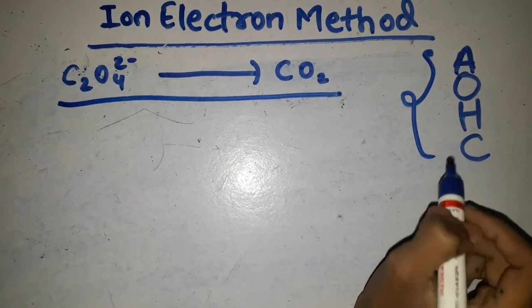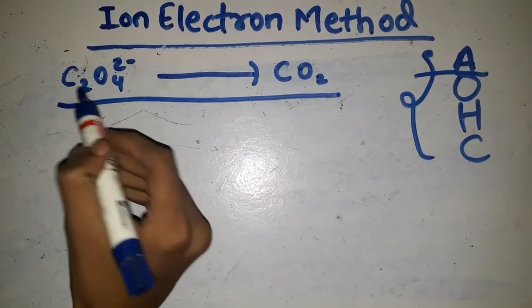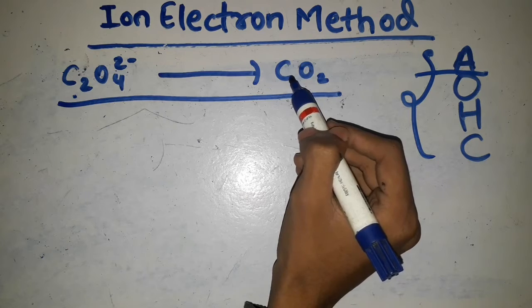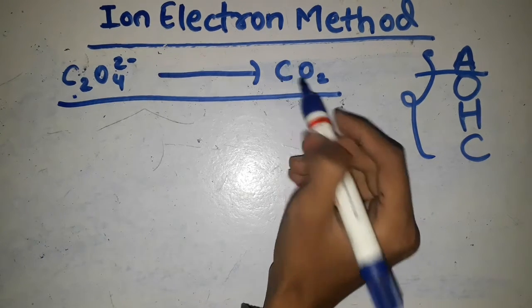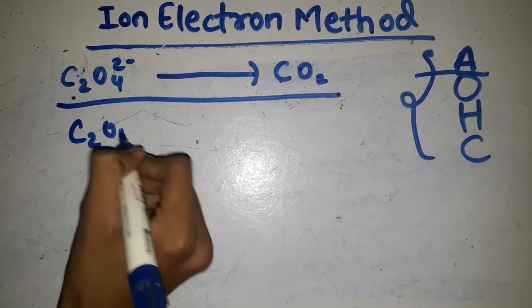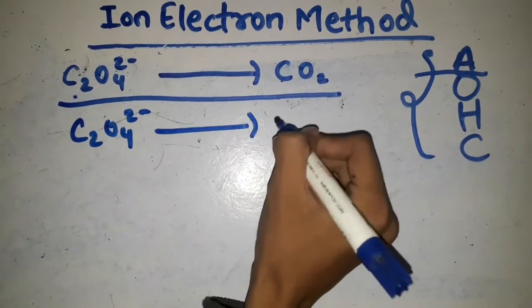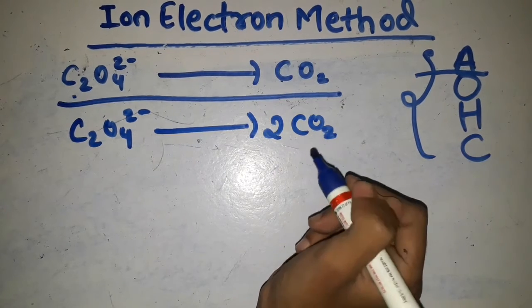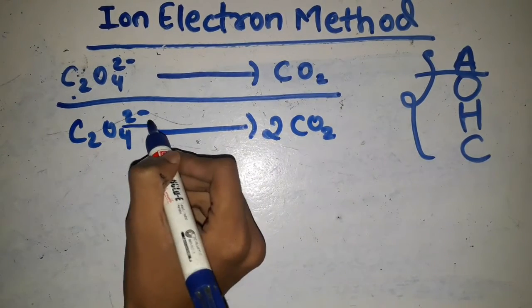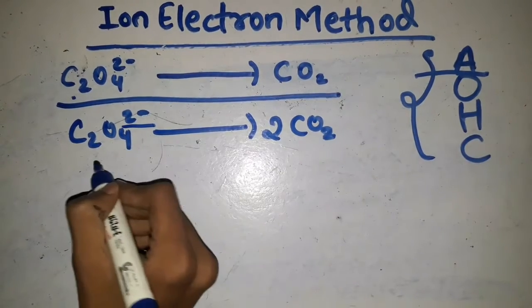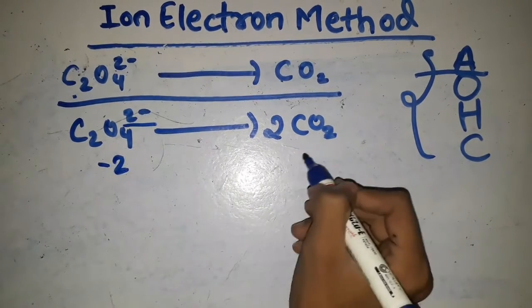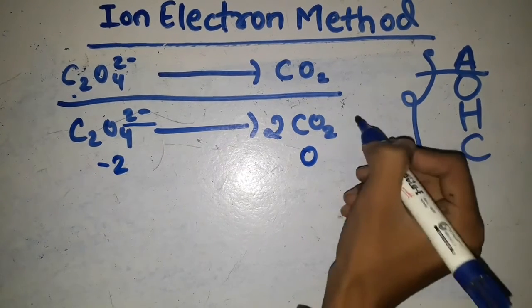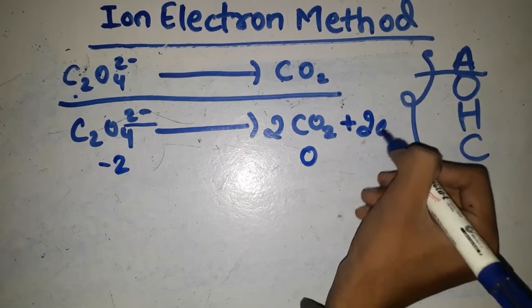According to AOHC, first we have to see atoms. Here we can see that there are two carbon atoms, while on the product side there is only one carbon atom. So we will multiply this by 2. So it becomes C2O4 2 minus gives 2 CO2. Now we can clearly see that the charge present here is minus 2 and there is no charge here. So to make it balanced, we will add 2 electrons, plus 2e minus.